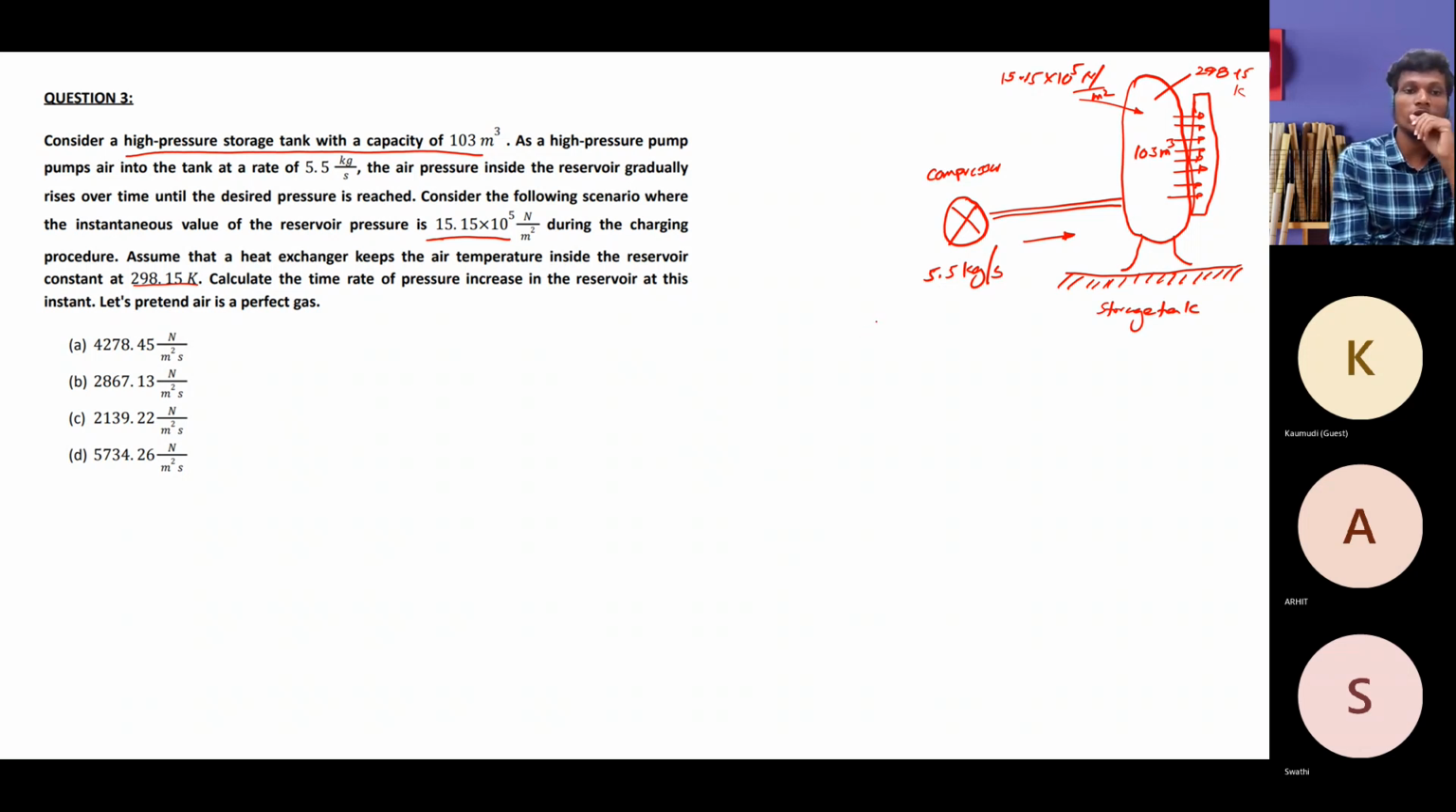So these are the details given to us. Another important thing given is that air is a perfect gas. The question is the time rate of pressure increase in the reservoir at this instant. What is the time rate of increase in pressure? Let's see how we can approach this. We need only the time rate of increase in the pressure inside the tank. So again, any good idea where we can start?